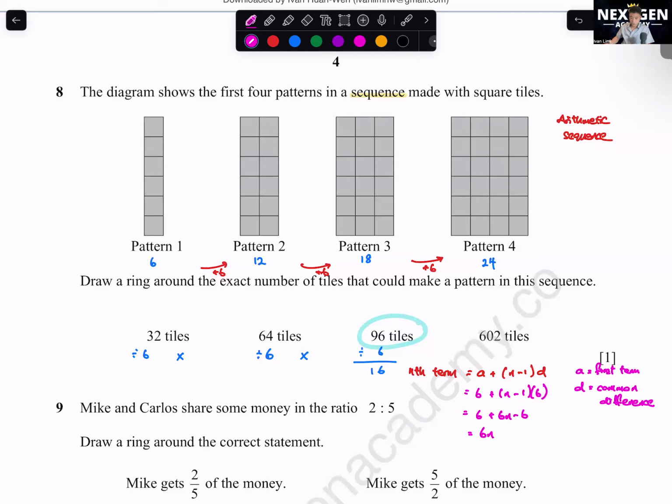We don't have to do all this, but this one will always be correct. This one is quite easy because it's just a multiple of 6. When it's a multiple of something, we just put that multiple multiplied by n. Because this is 6 times 1, 6 times 2, 6 times 3, 6 times 4, so it's 6 times n for the pattern.